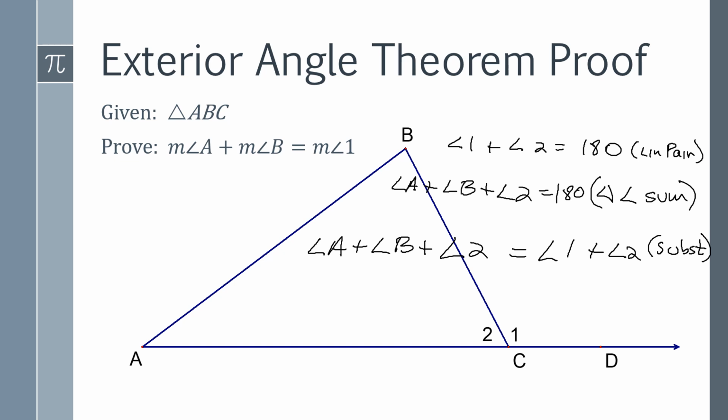And then we're going to finish up by subtracting angle 2 from each side. So I've got angle A plus angle B equals angle 1. And that's just, I'm subtracting the same thing from each side. Subtraction property of equality, or just subtraction. And I've proven the theorem. Again, you don't have to worry about the proof. I want you to be able to use the theorem. And that means I can add those two remote interior angles, and that will be equal to the exterior angle.